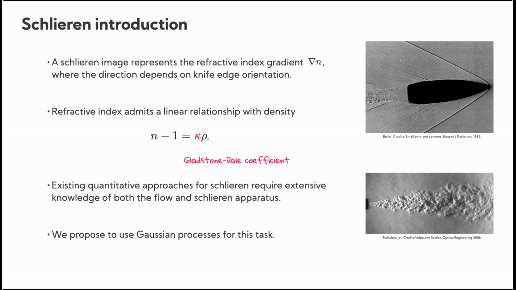Now, what we want to do, as I alluded to earlier in the title, is to be able to go back to old Schlieren images and be able to quantify them. More specifically, extract density contours from these old Schlieren images. And we're proposing to use Gaussian processes for this task.